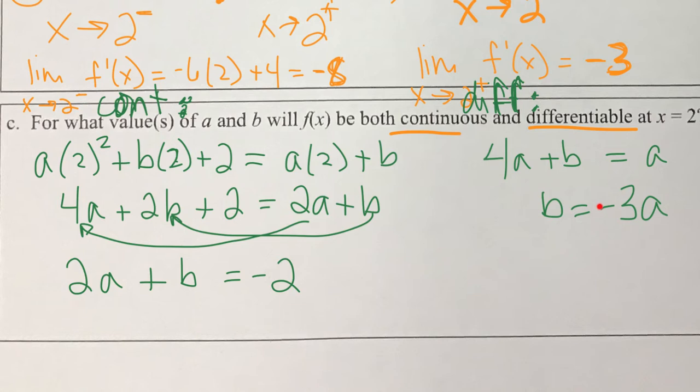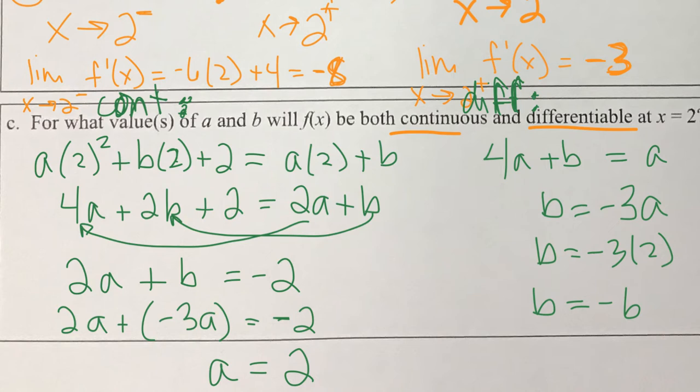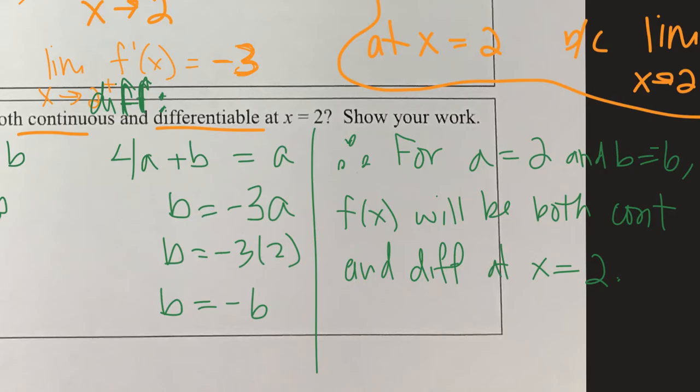So b equals -3. So now I'm going to substitute, right, the b into here, and then solve for a, and then I'll come back over here and find the b value. So doing that gives me an a value of +2 and a b value of -6. Okay, so then let's answer the question in a complete sentence. If a is equal to 2 and b is equal to -6, then f of x will be both continuous and differentiable at x equals 2.